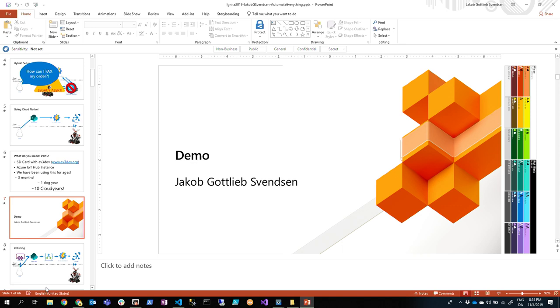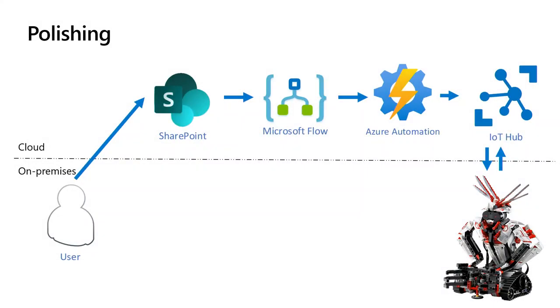But before I actually do the demo, I think we should look at how we could add something to this flow. When I said SharePoint triggers Azure Automation, what really happens is a Microsoft Flow. Oh, sorry, it's called Power Automate from today, which you probably heard in the keynote.